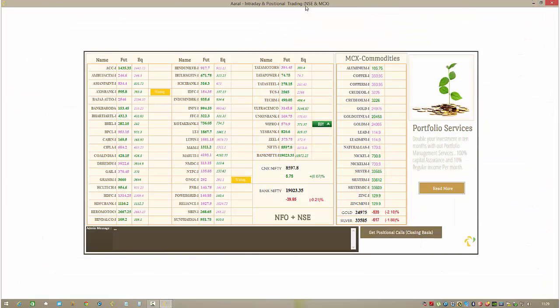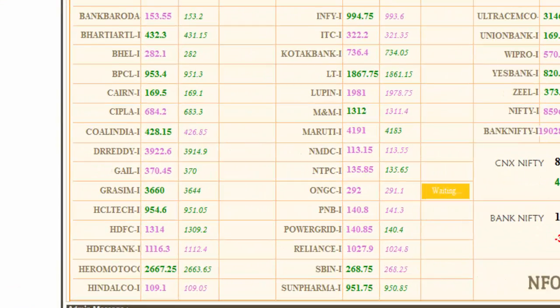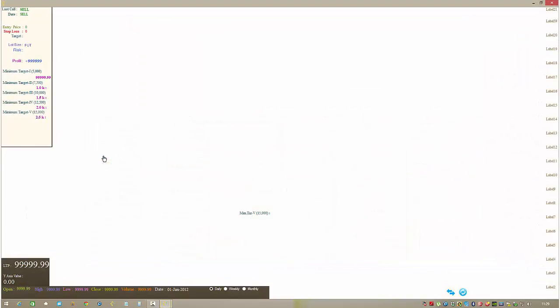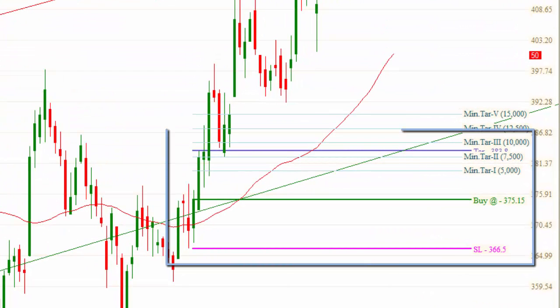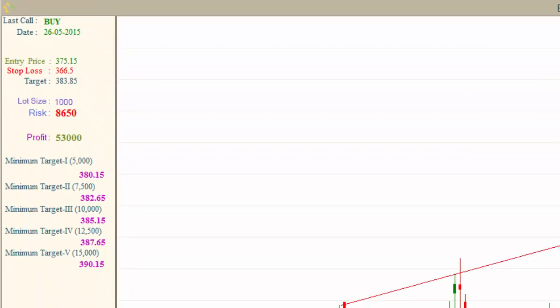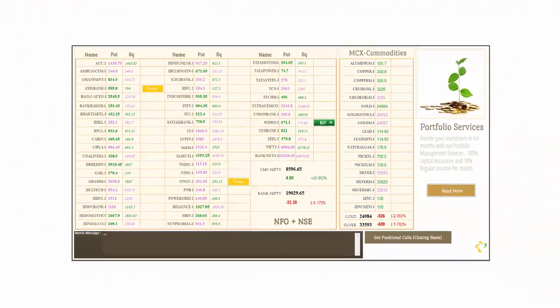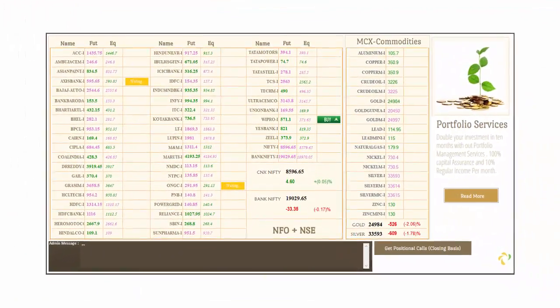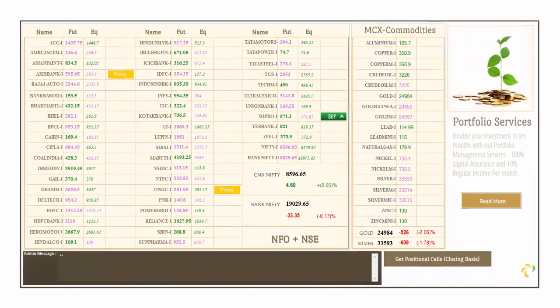For reference, I'm going to open the Coal India positional chart. In this chart, as we saw in the Nifty EOD chart, the same thing appears: buy signal, buy price, stop loss and target price, and also the 5 minimum targets are available. Under positional trading, the positional period will be a minimum of 2 days to a maximum of 2 weeks. If you take a positional call, you can get a target within 2 days or a maximum of 2 weeks.